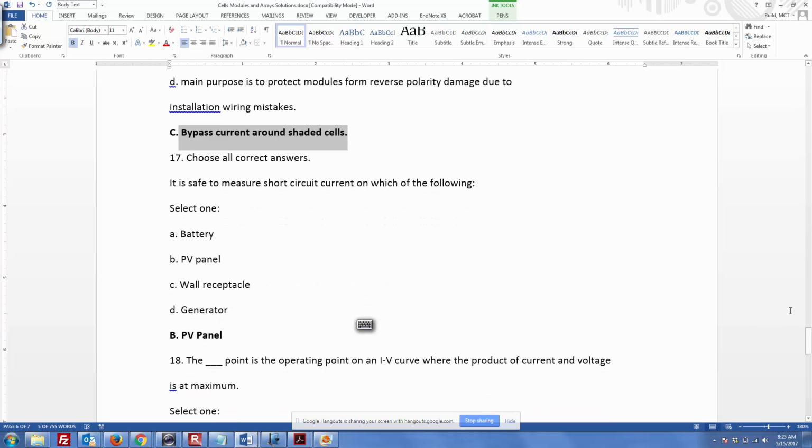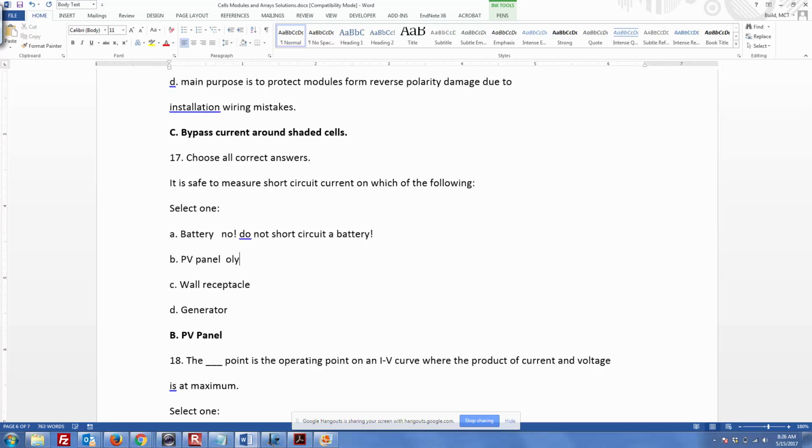Okay, 17. It is safe to measure short circuit current on which of the following? Battery. No, never short circuit a battery. No, do not short circuit a battery. The battery will be damaged.